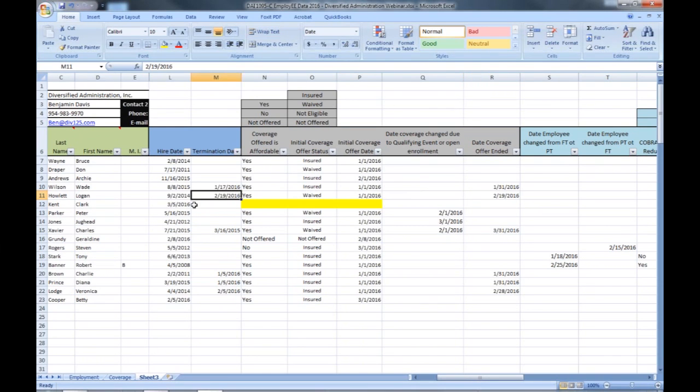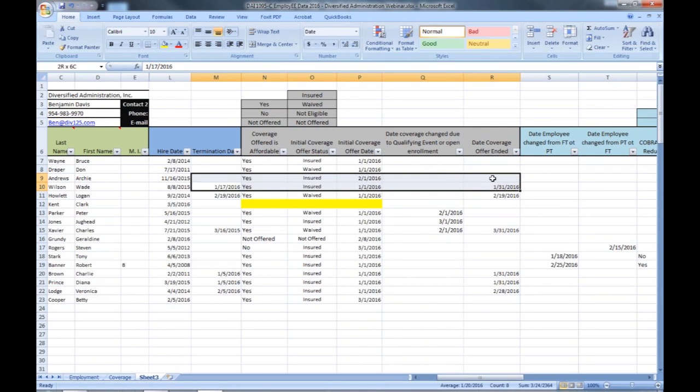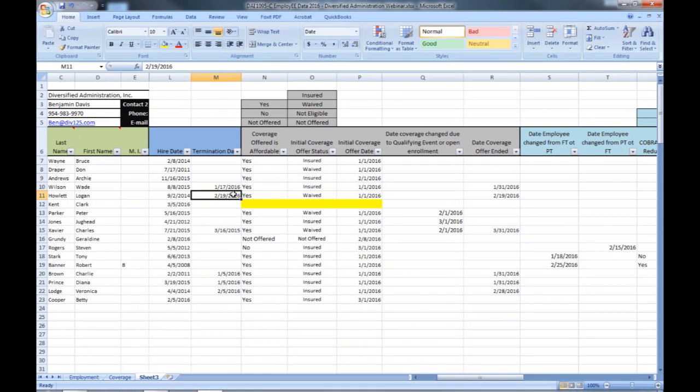It's important to remember, employees who were insured when they terminated have the date their coverage offer ended set to the end of the month, while terminated employees who had waived coverage have their date of coverage offer end date set to the date of their termination.